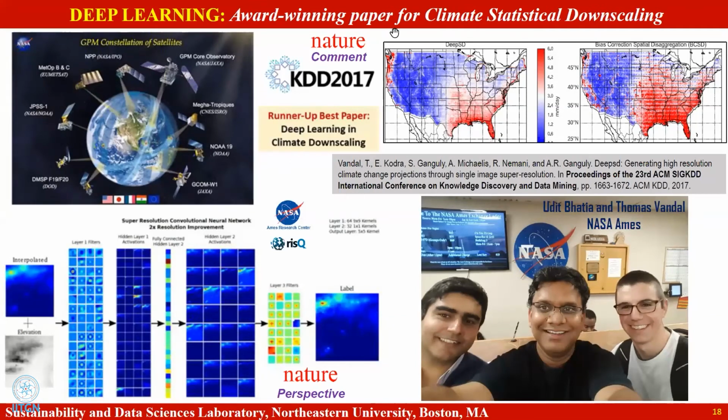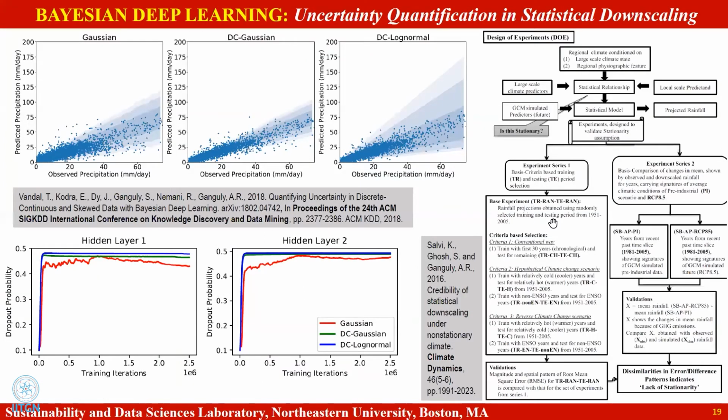That is what is called DeepSD, deep learning based statistical downscaling. It got an award in a computer science machine learning venue. These kinds of venues are very hard to get into, so it was a big deal for TJ, Thomas J. Vandal, to get this award. But then you have to adapt this significantly. For example, many of these methods for uncertainty were based on relatively simplified assumptions, such as normal distributions. Of course, those kinds of things will not work.